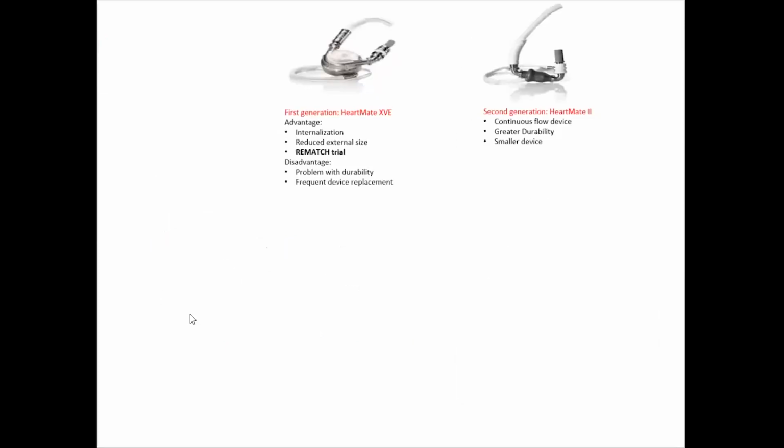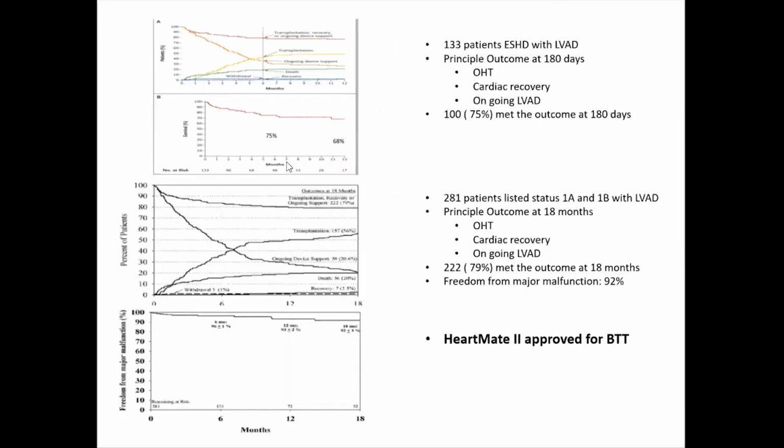The next pump, which you've probably seen a lot, is the HeartMate 2. It's a continuous axial flow pump. It has greater durability and is a smaller device, but it does require a pocket to place that pump. And the way this pump was approved, they looked at patients with advanced heart failure and looked at the outcome at 180 days. There was 75% who met the outcome, which was heart transplant, heart recovery, or alive on the LVAD. And they also looked at the patients who were listed as status 1A and 1B. Similarly, about 79% met the primary outcome at 18 months. They either got transplanted or had heart recovery, or they were still alive on the LVAD. That's how the HeartMate 2 was approved as a bridge to transplant.